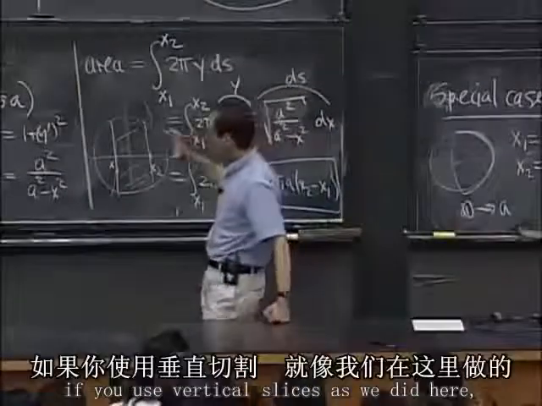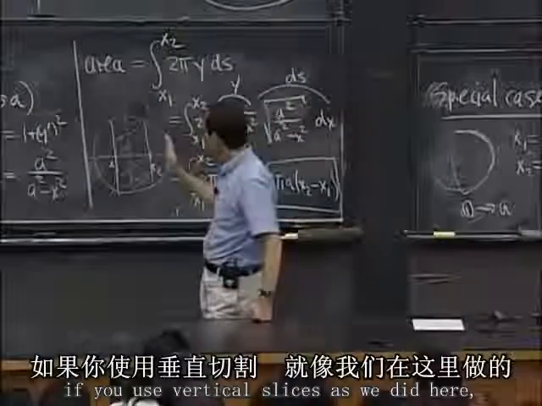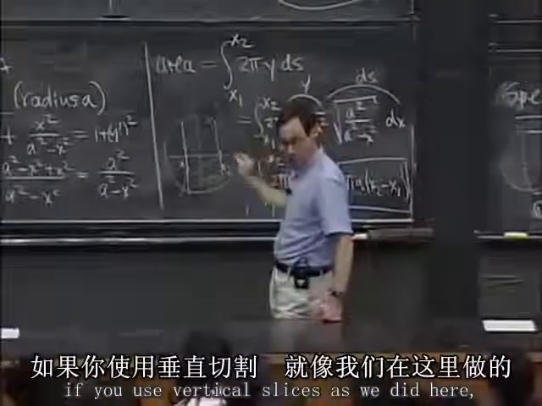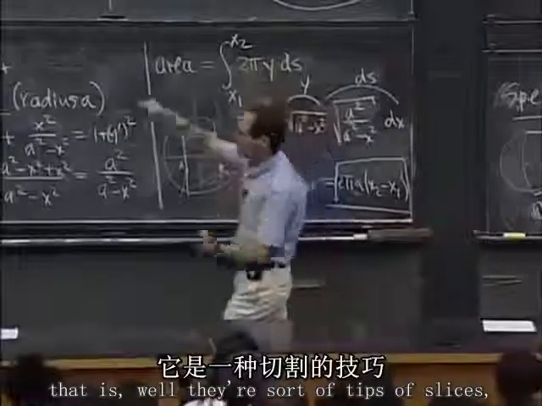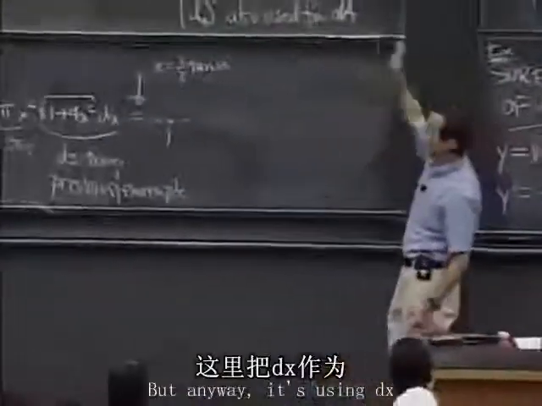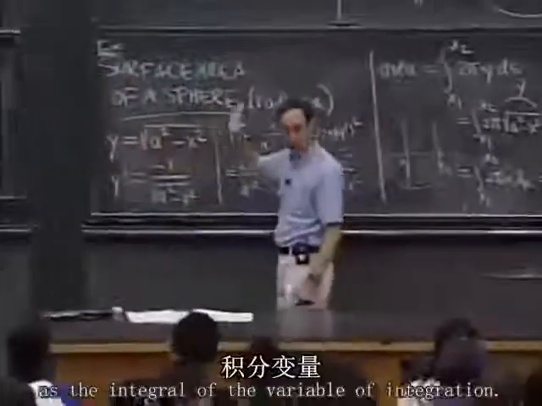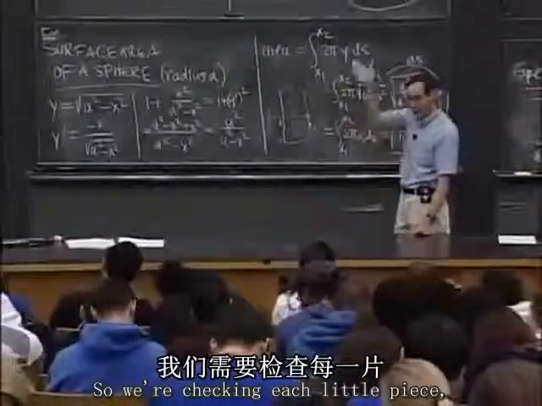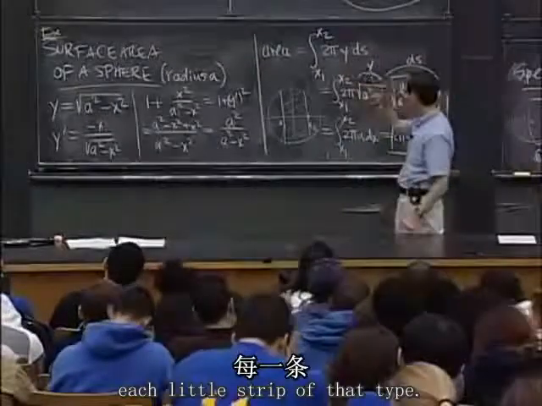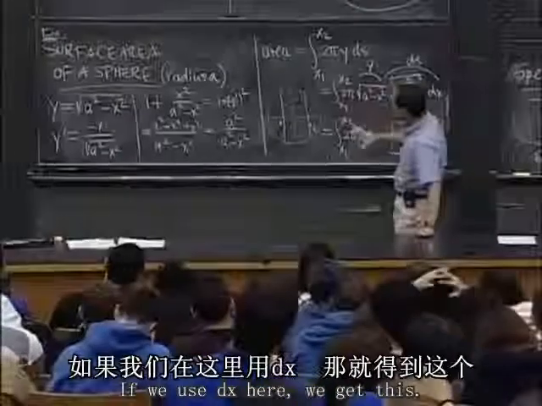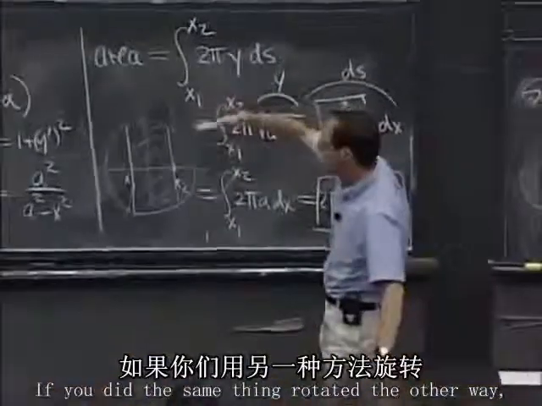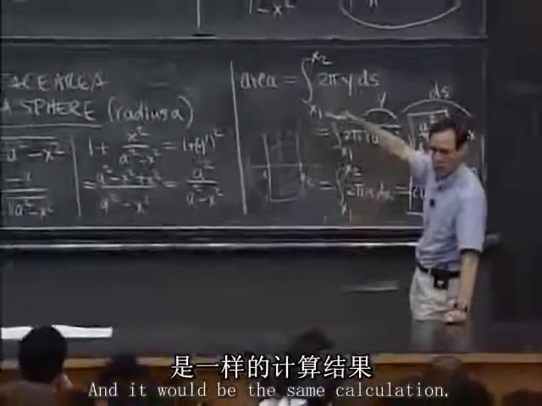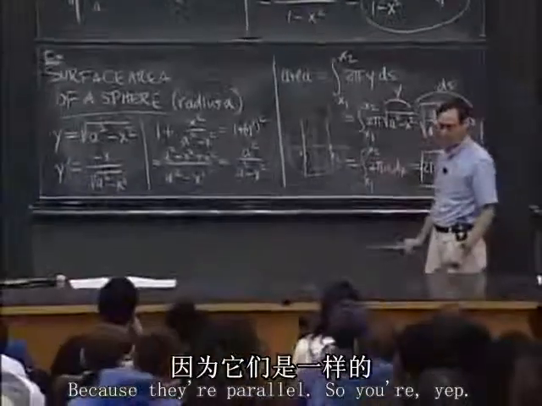And if you use vertical slices, as we did here, well, they're sort of tips of slices. It's a different idea. But anyway, it's using dx as the variable of integration. So we're checking each little piece, each little strip of that type. If we use dx here, we get this. If you did the same thing rotated the other way and you use dy as the variable, you get exactly the same answer. And it would be the same calculation because they're parallel. Okay?